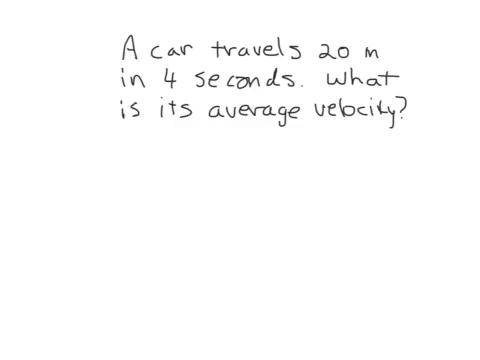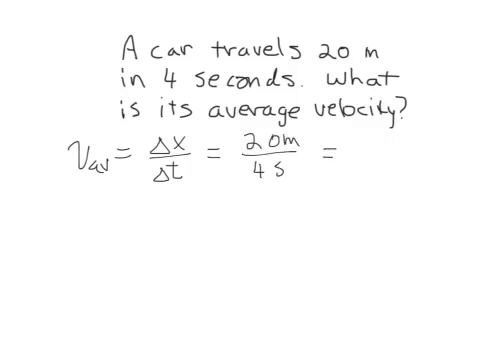So as an example, for translational motion, we might say, a car travels 20 meters in 4 seconds. What is its average velocity? And so to solve this problem, we just grab our velocity equation for translational motion, and we'd say v average is equal to the change in position over the change in time. The change in position is 20 meters, and the change in time is 4 seconds, and so 5 meters per second is the average velocity.